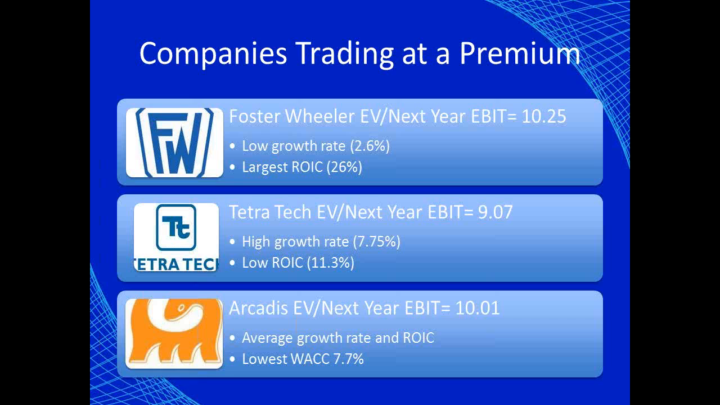The reason for this, they had a low growth rate, but the real reason they were trading at a premium is their very high ROIC. They had the highest ROIC of any competitors at 26%, and that really drove their multiple.